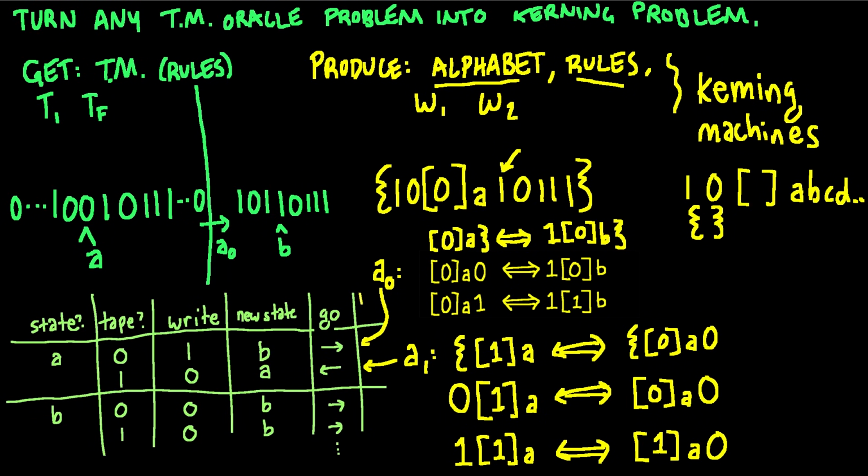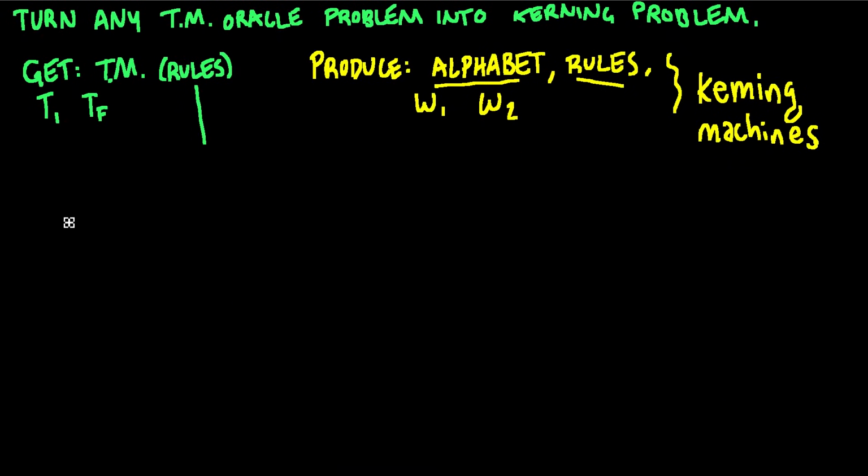T1, we wrap it with these curly braces and transform the cursor. And then TF, we do the same, and then we ask, can I turn this word into the other word using those extended rules? Okay, but this has a harder problem. It has to do with the fact that these rewrites in the Kerning machine are bidirectional. They allow me to go forward and backward. So if you want to test yourself, see if you can figure out why that's bad and what you would do about it. So here's what goes wrong.